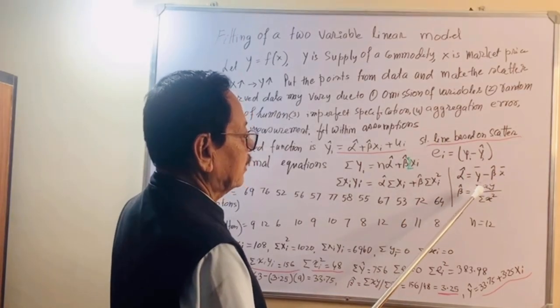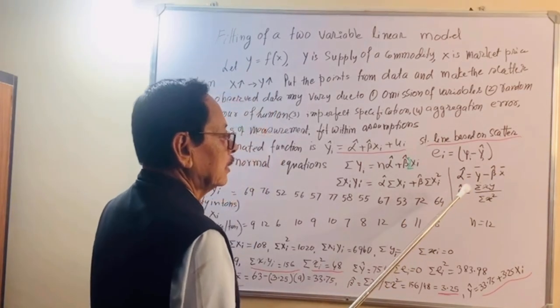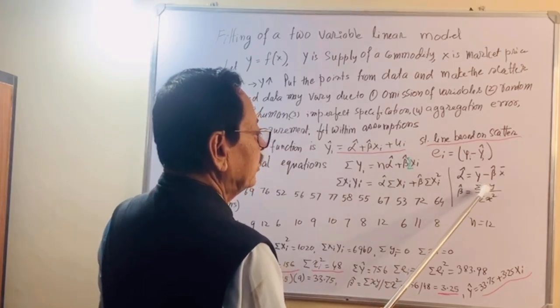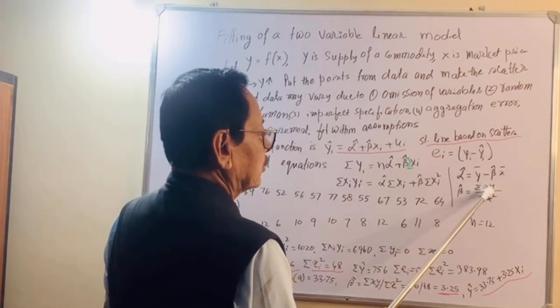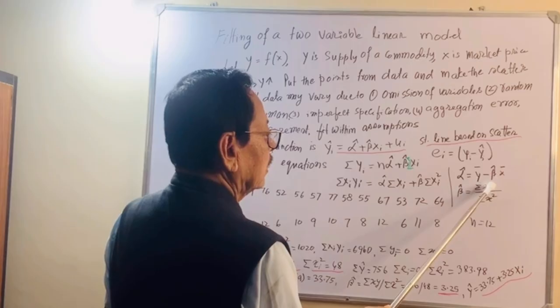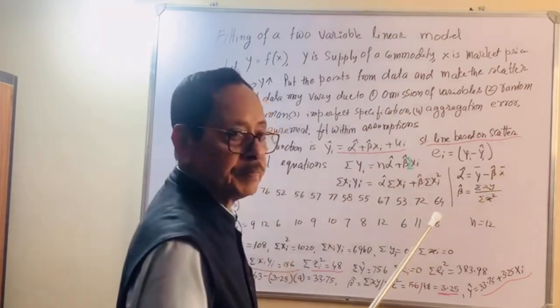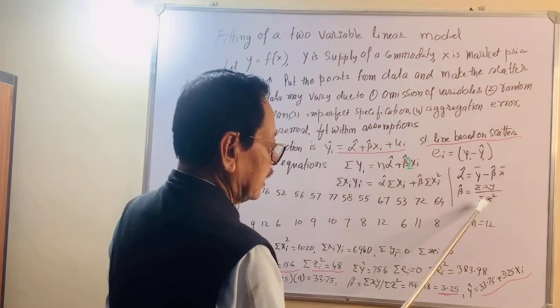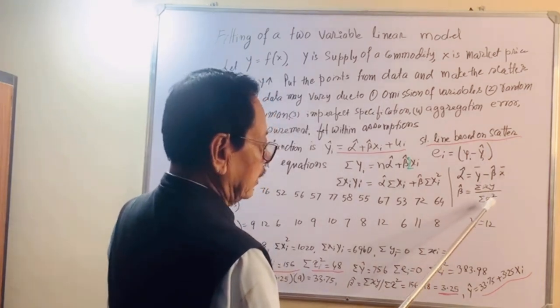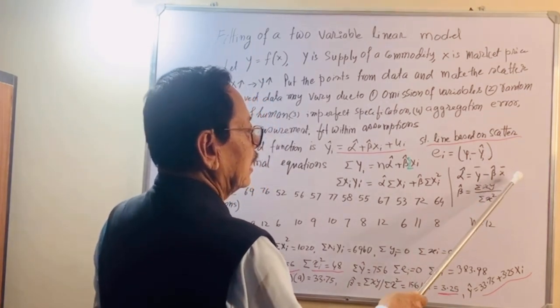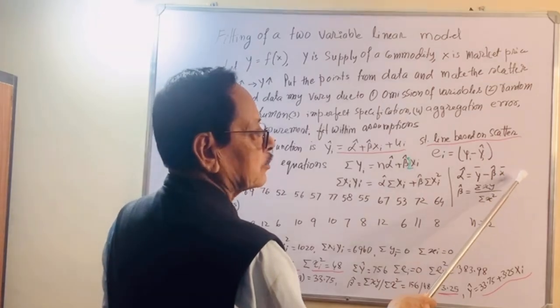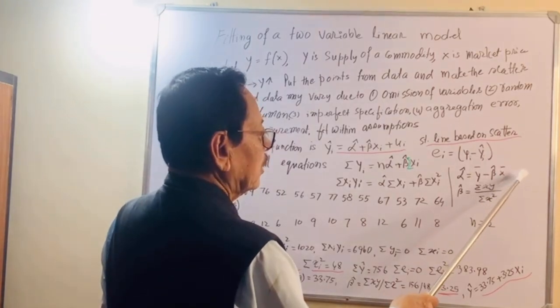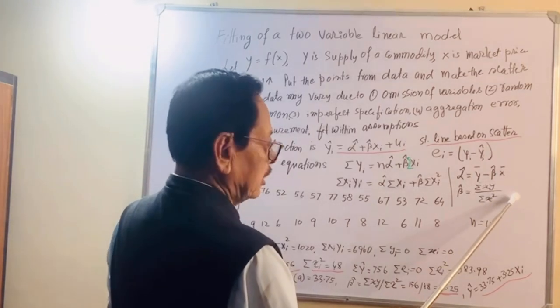And beta head: after deviating from the mean, find out x into y and sum up, divided by summation x squared, where x is the deviated x. That means x minus x bar. So x1 minus x bar, x2 minus x bar, and so on.